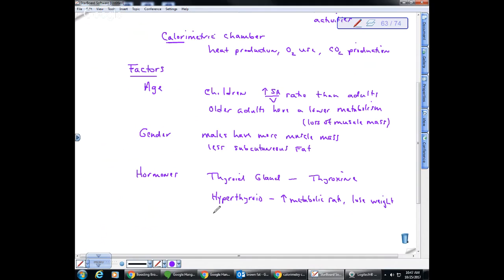If you gain a lot of weight over a short period of time, they might check to see if you have hypothyroid. So this decreases metabolic rate and you gain weight.